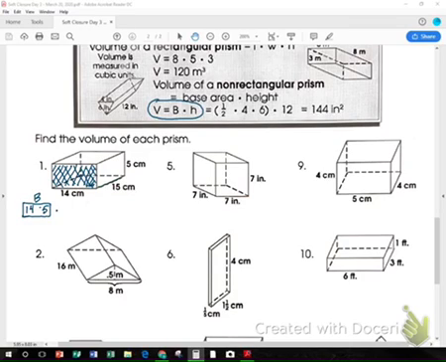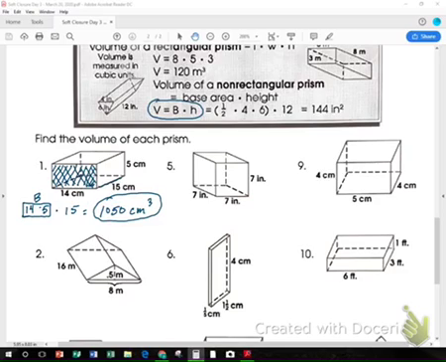Area of the base times the height. The height then has to be 15. So 14 times 5 times 15. Boom, 1,050. And that's centimeters cubed, because we're going 3 dimensions here: length, width, and height. That's a rectangular prism. So number 5 and number 9, those are the same type of problem.